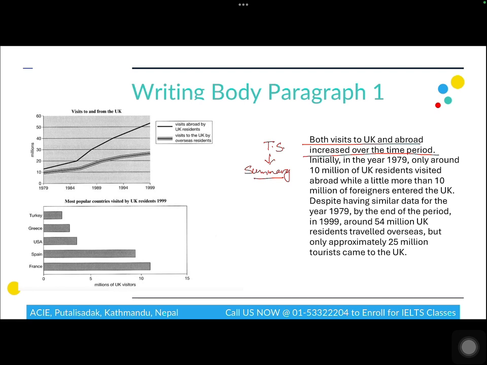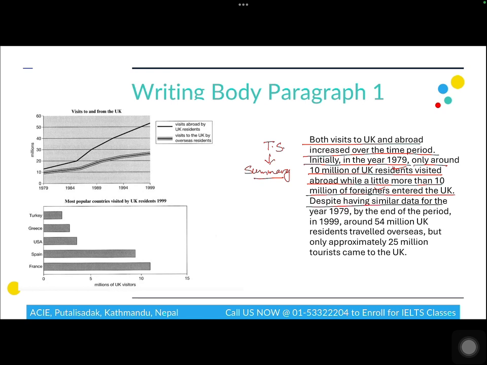So I'm going to justify this statement by presenting the data on how the number of people who visited the UK and from the UK have increased over time. So initially in the year 1979, only around 10 million UK residents visited abroad, while a little more than 10 million foreigners entered the UK. Now you can see that I'm using different kinds of synonyms to not repeat the same words over and over.